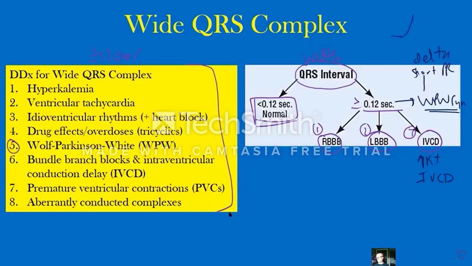If this is our QRS complex, the delta wave is that beginning portion. It makes the QRS appear wider because it's coming earlier, and that's a result of the accessory pathway in WPW syndrome. So when you have a QRS complex greater than or equal to 120 milliseconds, think of the three possibilities if you've ruled out WPW syndrome: right bundle branch block, left bundle branch block, and intraventricular conduction delay, which can be a result of hyperkalemia or drug effects.